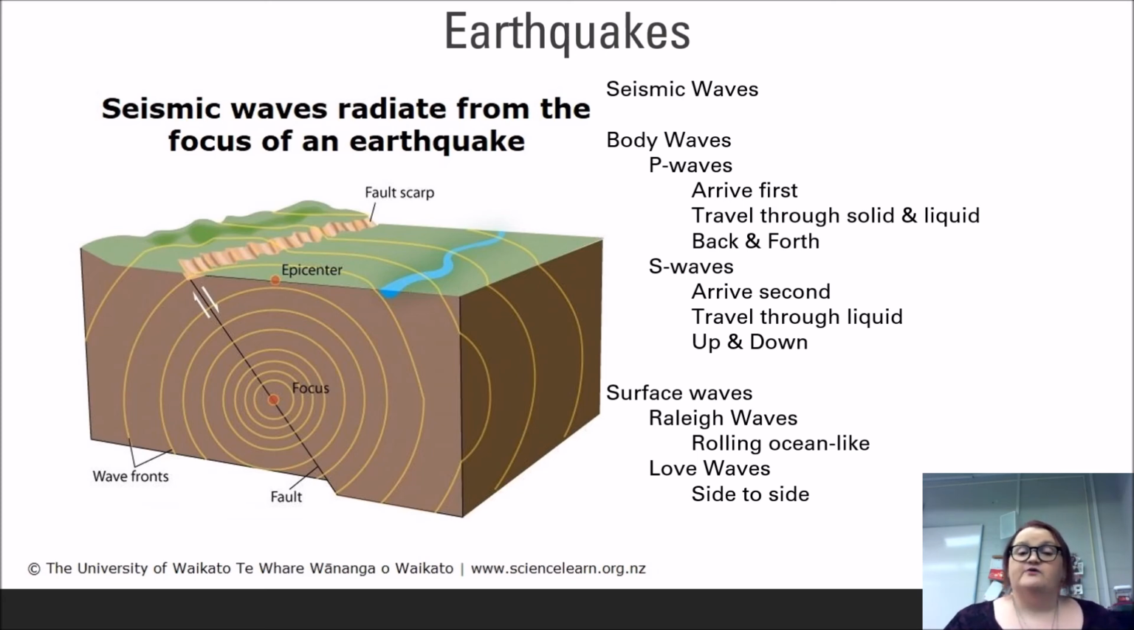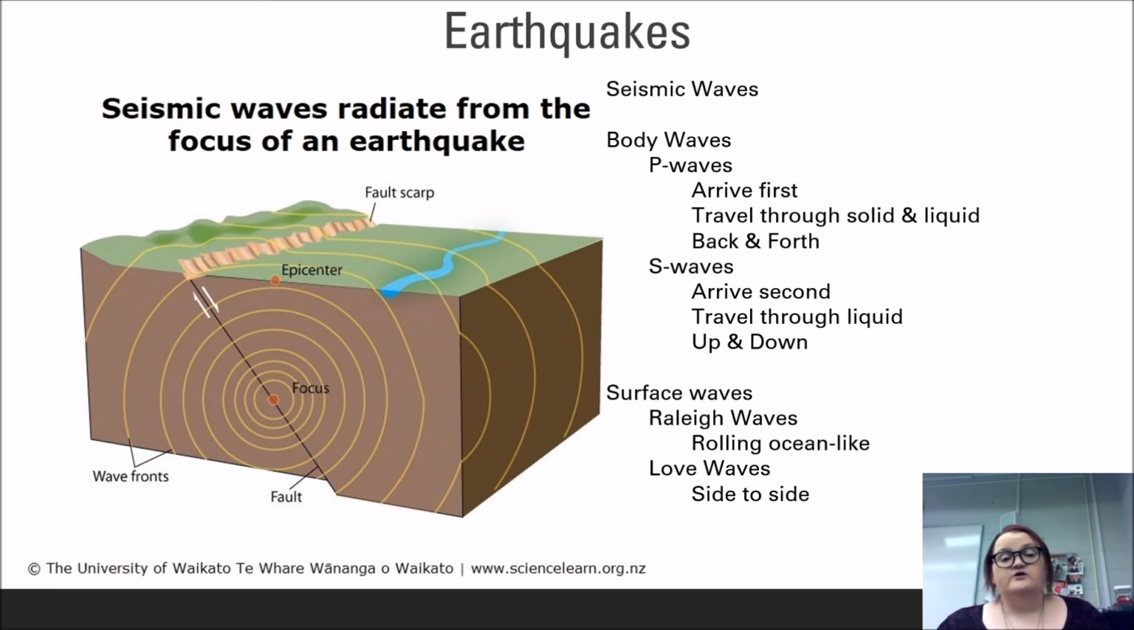P waves are those that arrive first to a seismograph. These can travel through both solid and liquid, which allows them to move through both the mantle and the entire core. P waves cause the back and forth motion of the ground. S waves are those that arrive second to the seismograph and can only travel through liquid. These waves cause the up and down motion.